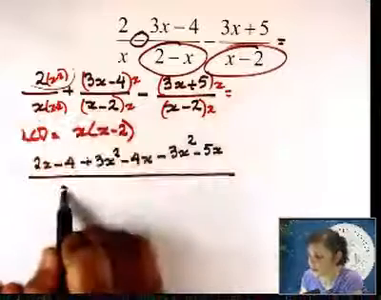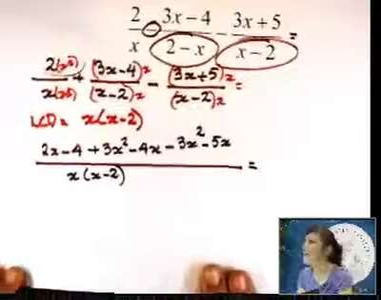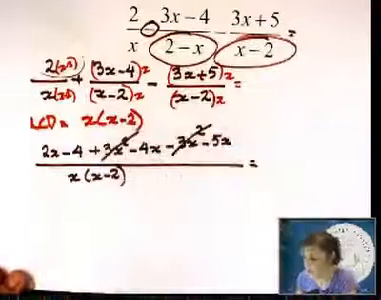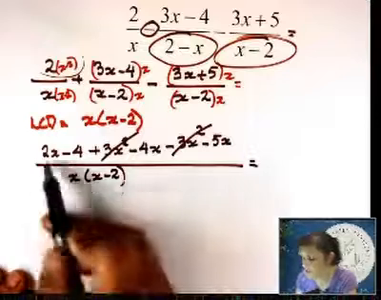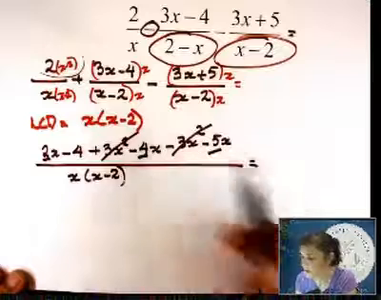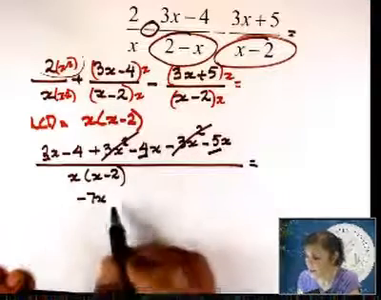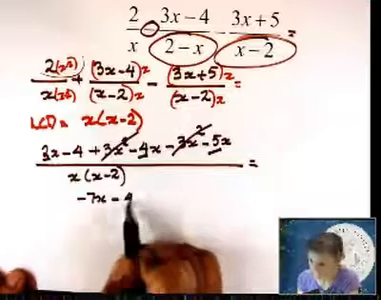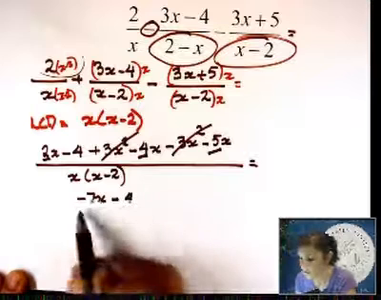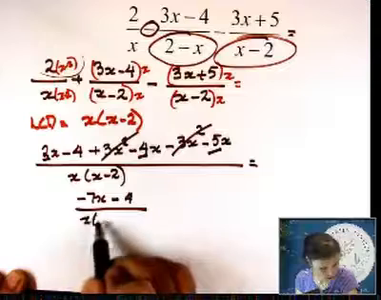What do I have? I have an x and x minus 2. Let's go clean this up. These two will go. What else do I have? I have a 2, negative 4, that's negative 2, negative 5, so that's negative 7. And I have a negative 4. I'm going to check this because that's not the answer I got. Negative 2, negative 7. Over x and x minus 2.